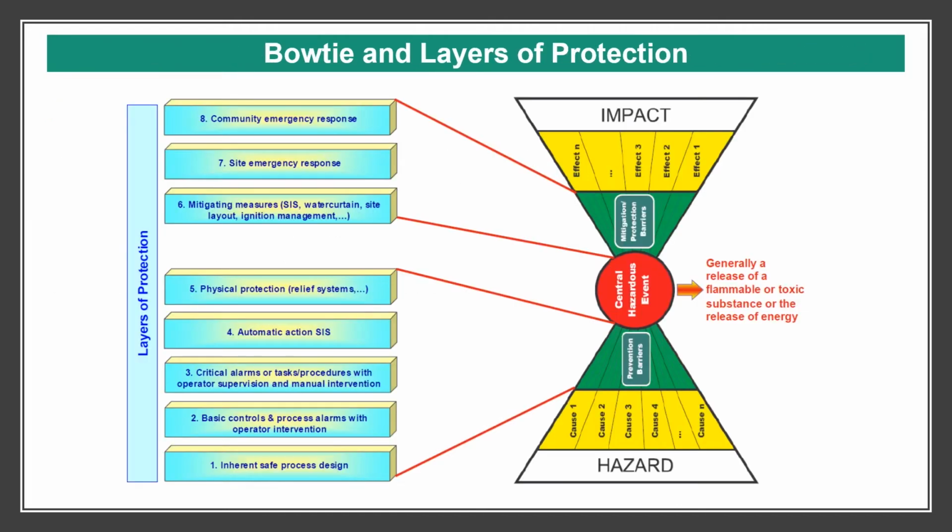Bowtie and layer of protection. If you see here about Bowtie, you have an undesirable event. There are certain hazards, there are certain causes, and if these barriers fail, for example, this layer of protection fails, you will have the loss of containment, and if the barriers for control and mitigation do not work, you have explosion, toxicity, etc.